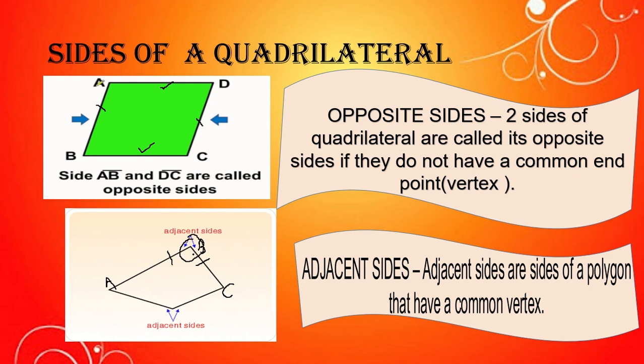Okay. Now can you say AD and CD both are adjacent to each other? Yes, because they have common vertex D. Similarly, you can say AD and AB both are adjacent to each other because they have common vertex A. I hope this concept is clear to you.